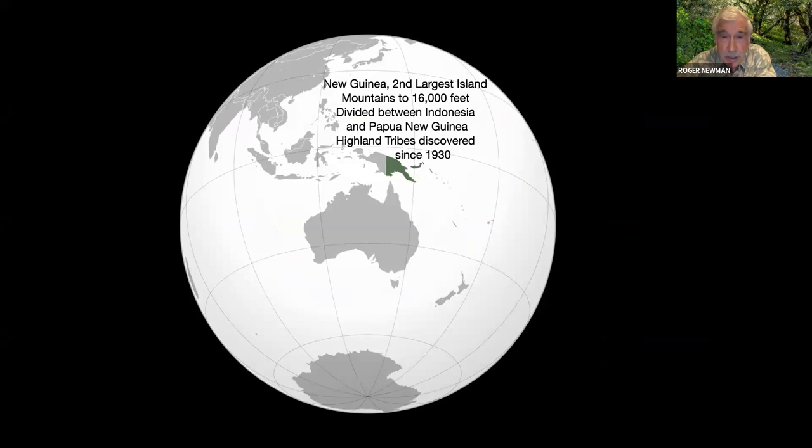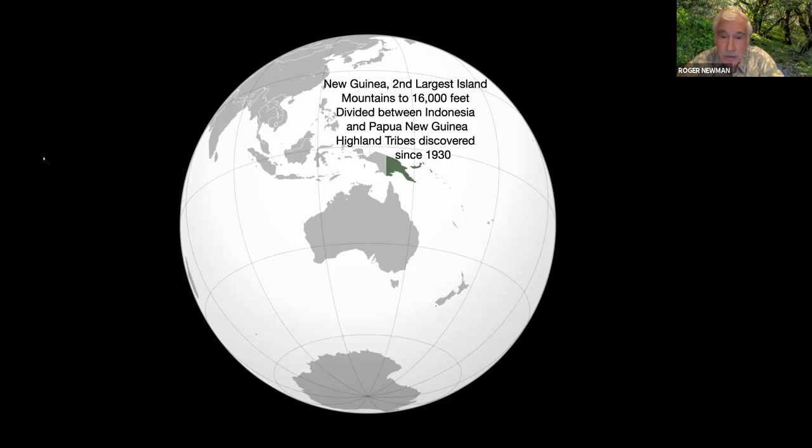Now, New Guinea is very much more intact culturally, particularly in the highlands. New Guinea is the second largest island in the world. Mountains go to 16,000 feet in the highlands. It's divided now between Indonesia and Papua New Guinea. Papua New Guinea is the country on the right in green, and the other end is Indonesian, called West Papua.